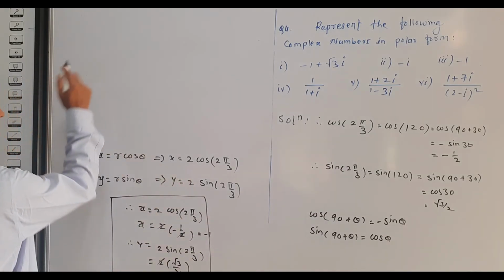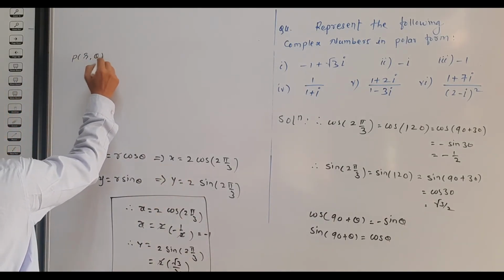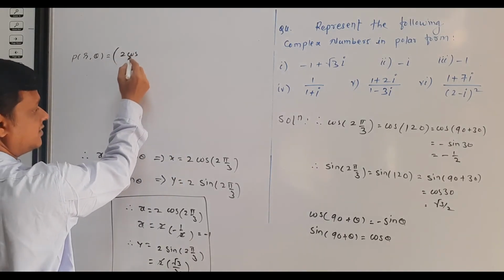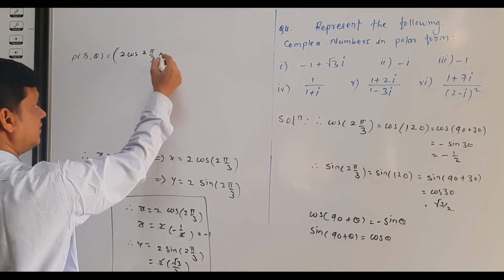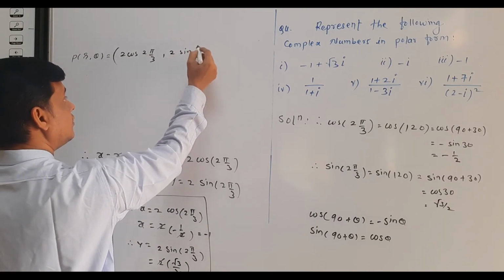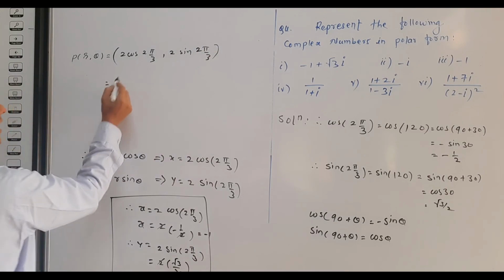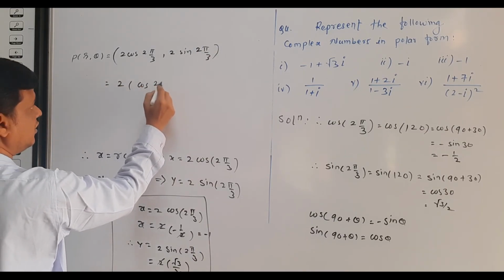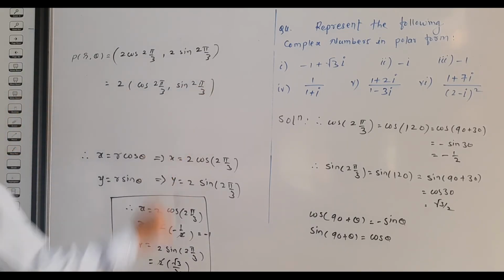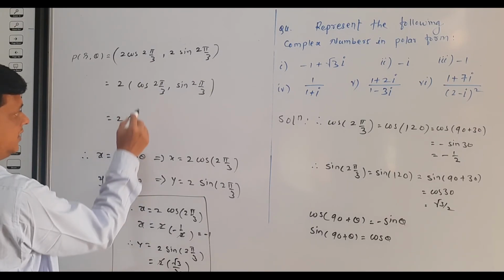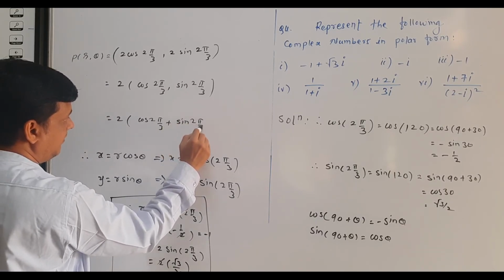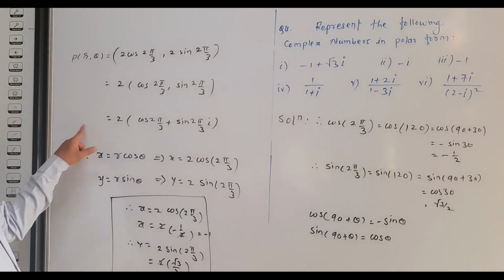So you have to just write here P(r, theta) is equals to, now substitute the value of x as 2 cos 2 pi by 3, value of y as 2 sin 2 pi by 3. So you can take 2 common. So 2 in bracket (cos 2 pi by 3, sin 2 pi by 3). So in this way you can write the answer, or you can write this in this way also, cos 2 pi by 3 plus sin 2 pi by 3 i. So this is the polar coordinate form.